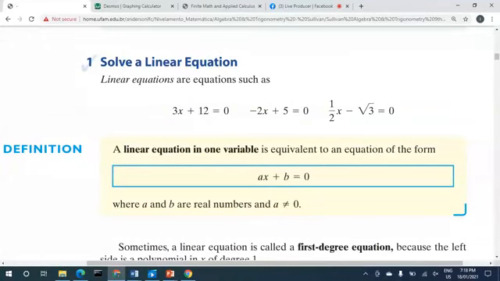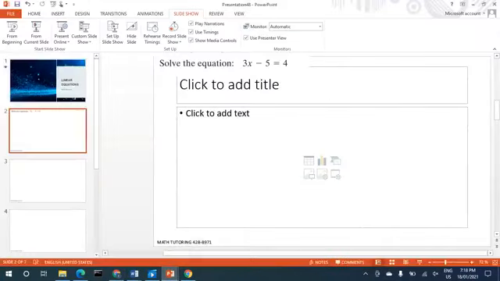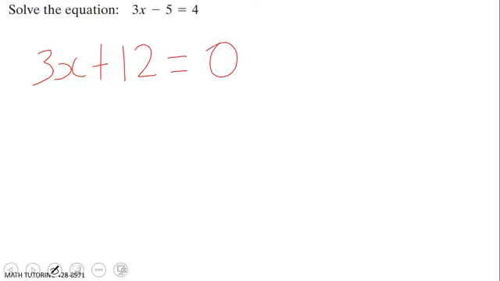So notice the examples that were given. We have 3x plus 12 equals 0. Let's consider that example. 3x plus 12 equals 0, and that is a linear equation. That was given as an example of a linear equation. This one right here, that is given above, is also a linear equation: 3x minus 5 equals 4.